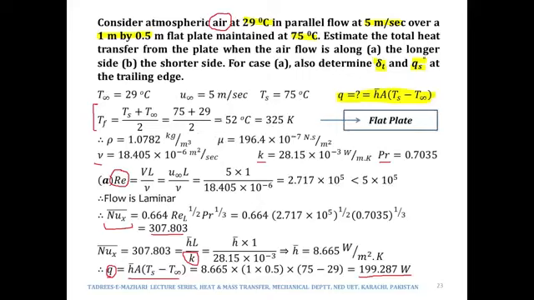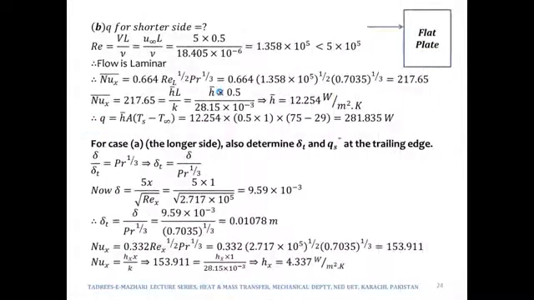Now we have to find out Q by assuming that the flow is taking place over the shorter side of the plate, meaning over 0.5 meters. So we would consider that the flow is taking place in this particular direction, where this length along the x-axis would be half a meter, and the length along this axis or ordinate would be 1 meter.